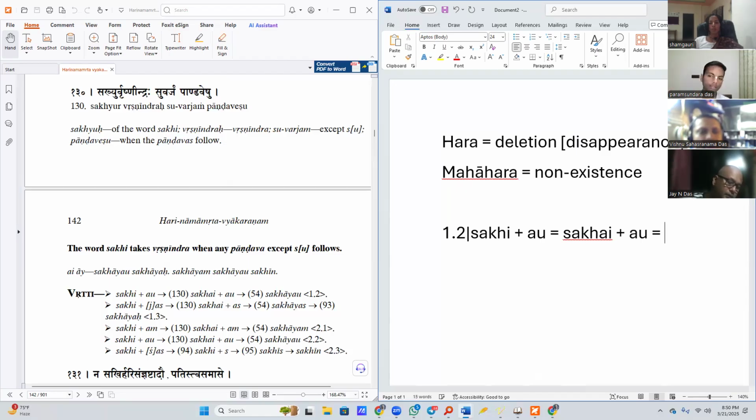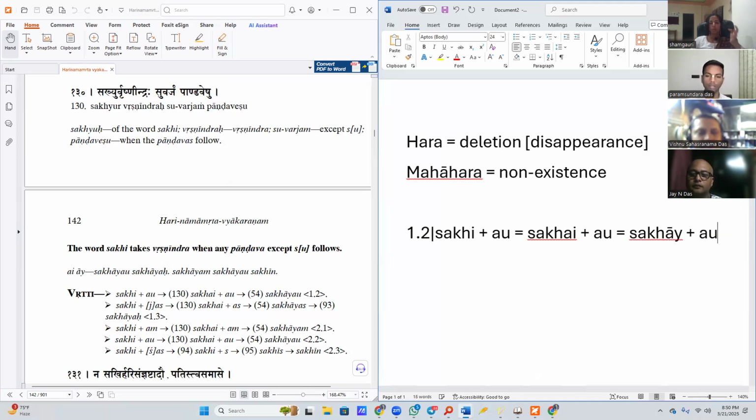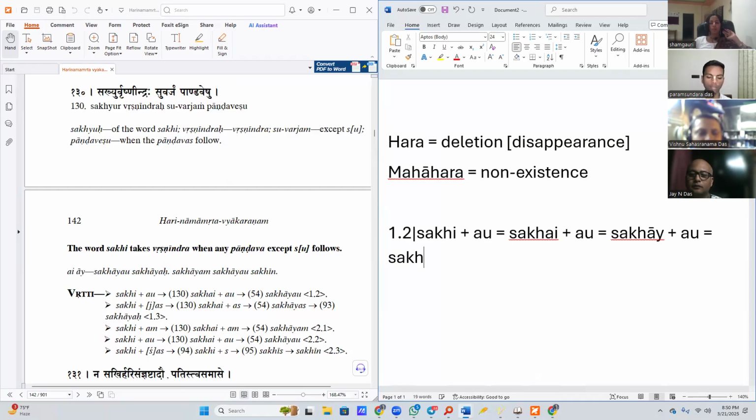Then we apply the Sandhi rule. So we have I at the first place, followed by O. So we apply the I, A I sutra. So we get Sakha, and we combine it, so it becomes Sakhayo. Sakhayo. 1.1 was Sakha, 1.2 Sakhayo. Similarly, 1.3 would be Sakhaya.